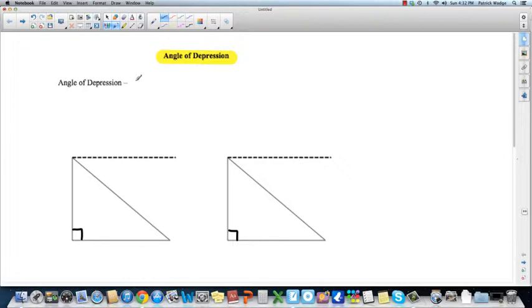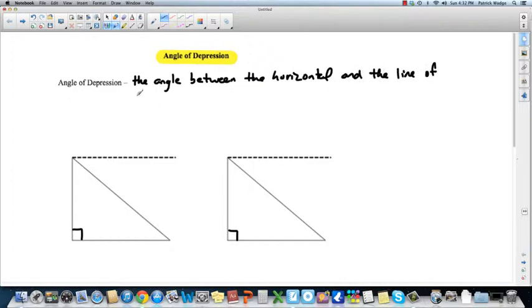The angle of depression is the angle between the horizontal and the line of sight when looking down on an object.